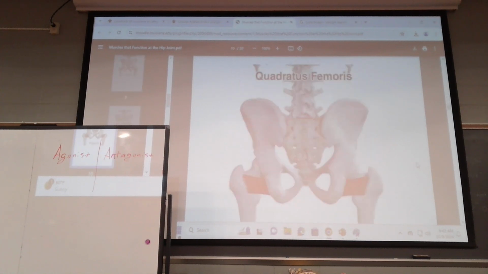Quadratus femoris is a square-shaped quad muscle of the femur. Don't confuse quadratus femoris with quads. Don't confuse quadratus femoris with rectus femoris. We're going to have another muscle in our upper extremity called pronator quadratus. It's just a word we'll give for square-shaped, kind of rectangular muscles, okay?